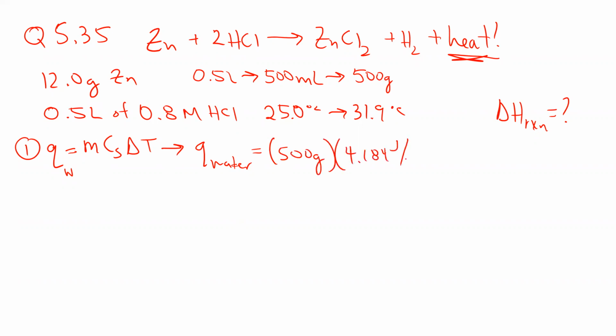4.184 joules per gram degrees Celsius. And my water goes up 6.9 degrees, my change in temperature for the water. So 500 times 4.184 times 6.9, right? I get like 14,434 joules of energy that the water absorbs.